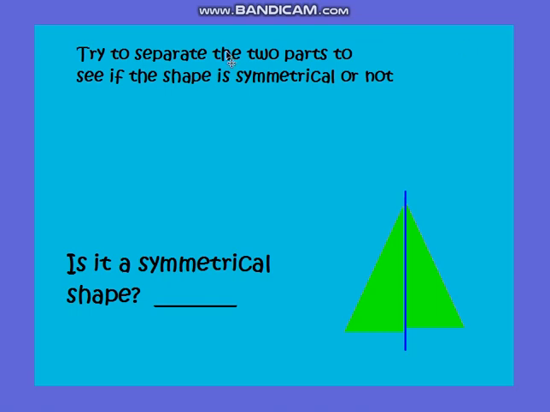In order to know whether a shape is symmetrical or not, we will try to separate the two shapes that the line of symmetry divides. If they are exactly the same, this means it's a symmetrical one. But if they don't look like each other, that means they are not symmetrical. Let's try it. Let's separate the first one away from the other one. Do they look exactly like each other? Yes, they do. So this shape is a symmetrical one.